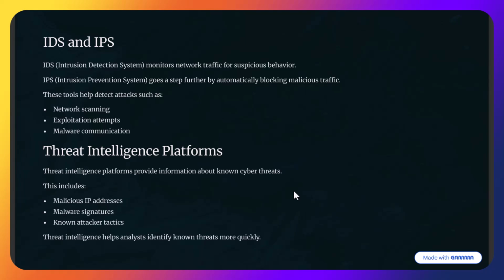Talk about threat intelligence platforms. Threat intelligence platforms provide information about known cyber threats. This includes malicious IP addresses, malware signatures, known attacker tactics. Threat intelligence helps analysts identify known threats more quickly.